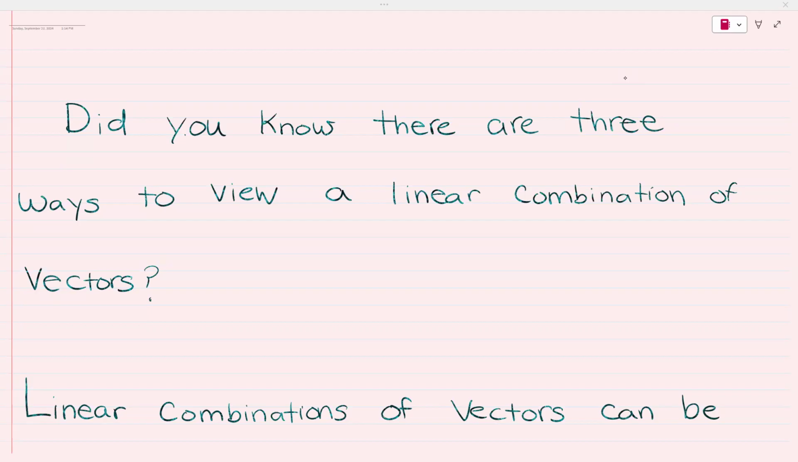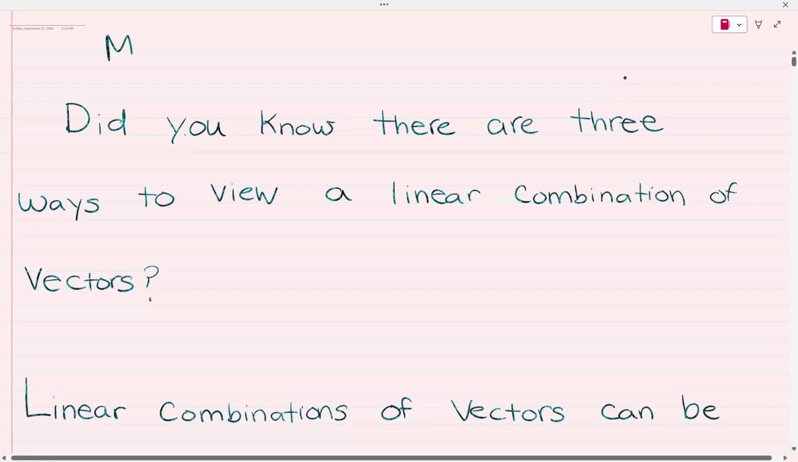We are learning the matrix equation. I forgot to put a title. All right, the title: AX equals B.